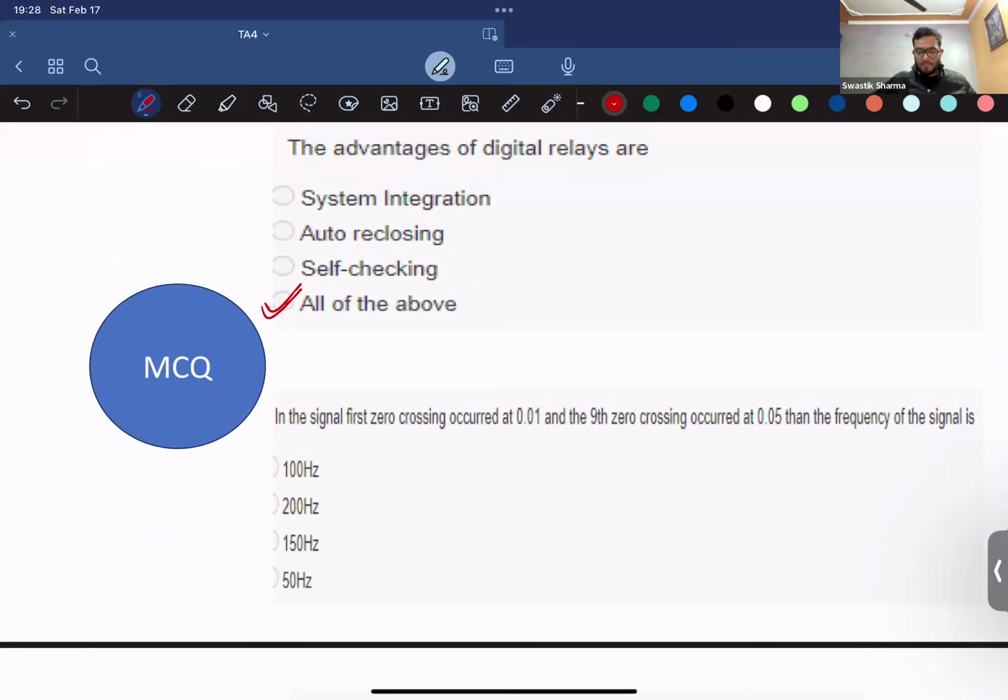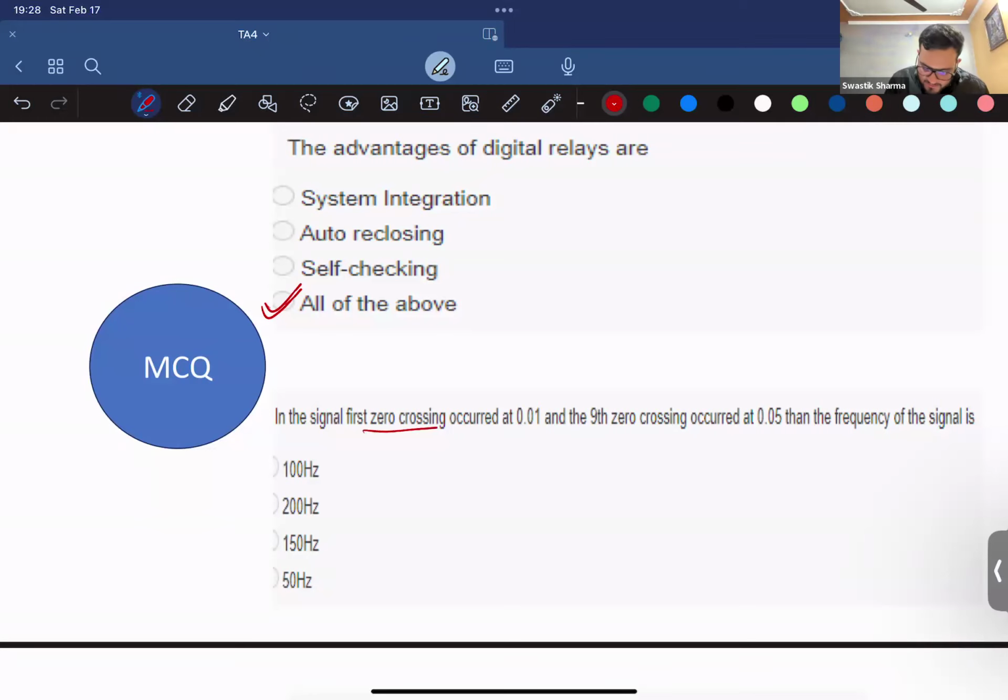Sorry. Let me know if you're doing it. Otherwise... Sir, 50 Hz, sir. Someone said 50 hertz. No. Why, sir?